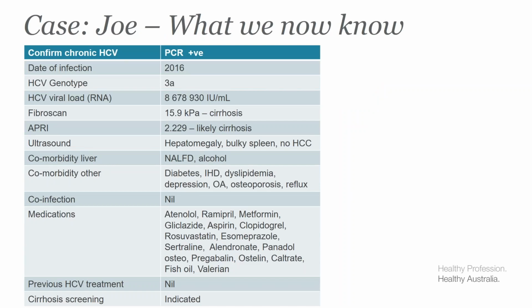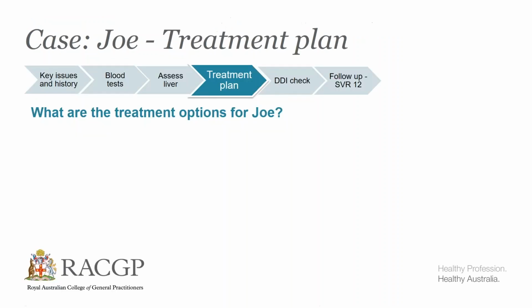Okay, so we can summarise what we know about Joe, the Italian builder who was found to have hepatitis C in his workup for coronary stenting. It looks like we have decided that he has cirrhosis. There's enough evidence to suggest that he's at least got early cirrhosis. He's got other liver comorbidities, some fatty liver and the alcohol use, and other medical risks, but no co-infection. He's on several medications. He's had no previous hepatitis C treatment. But cirrhosis screening and specialist care is definitely indicated.